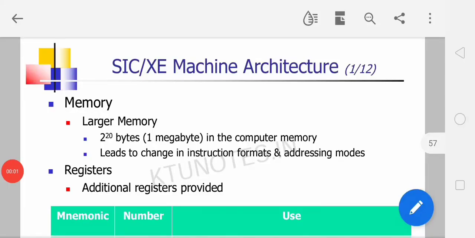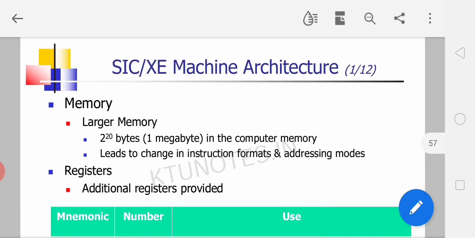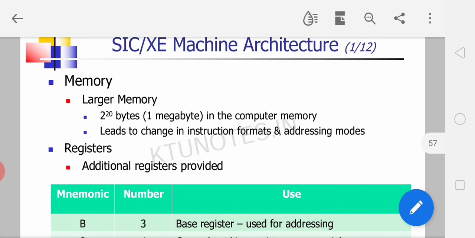So our next topic is SIC/XE machine architecture. We already discussed SIC machine architecture, okay? And this is the extended version, or XE stands for extra expensive, likewise we can say. In this machine architecture, the memory is 2 raised to 20 bytes, larger memory than SIC machine architecture. So you can expect changes to the instruction formats and addressing modes used in SIC.